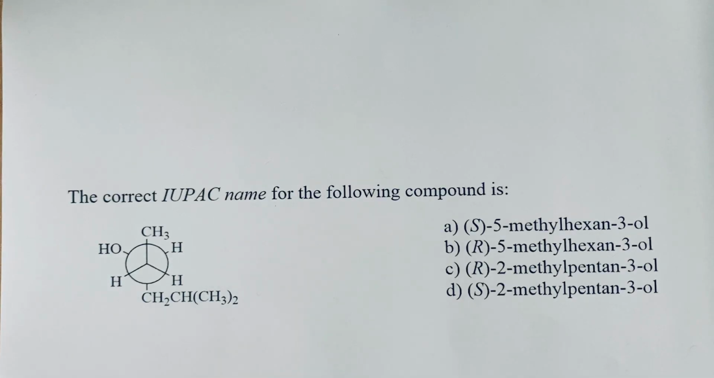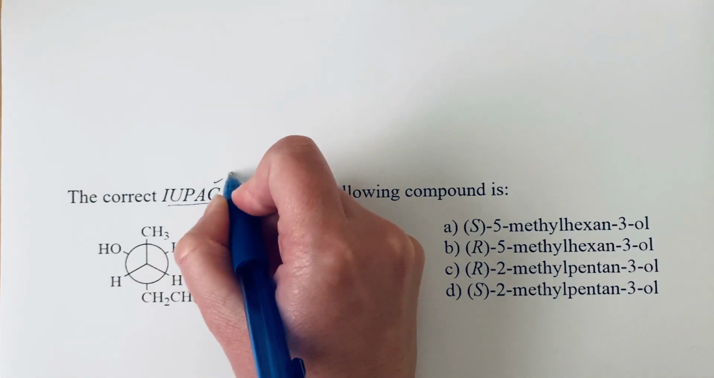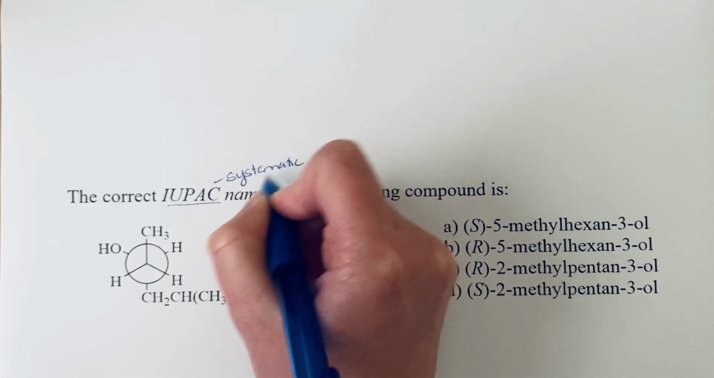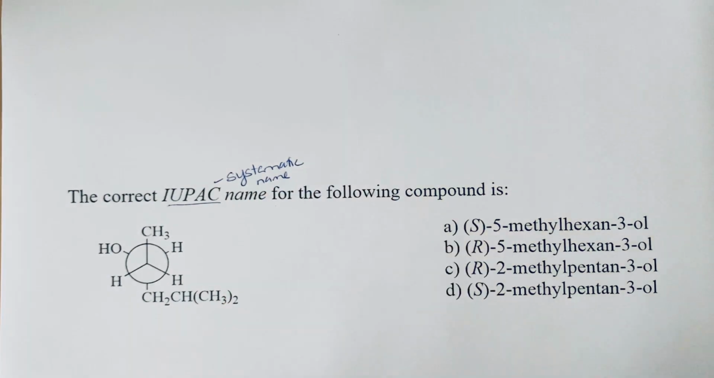So the correct IUPAC name for the following compound is... If we look at our structural representation here, we're using a Newman projection to represent the three-dimensional structure of this molecule. To get that IUPAC name, remember that's the systematic name, the name that's going to describe this molecule and this molecule only.